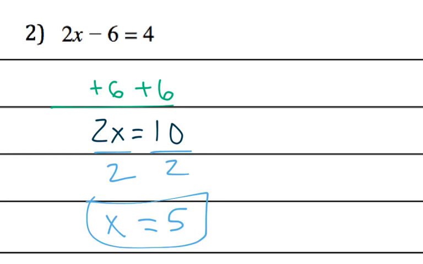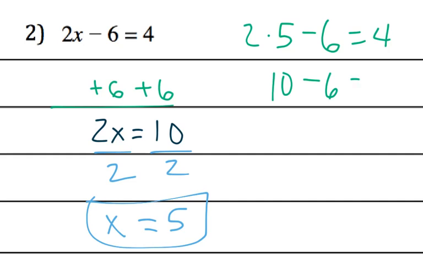Plugging 5 back into the original equation gives me 2 times 5 minus 6 equals 4. I simplify the left side. I rewrite the right side. 4 equals 4. Check it.